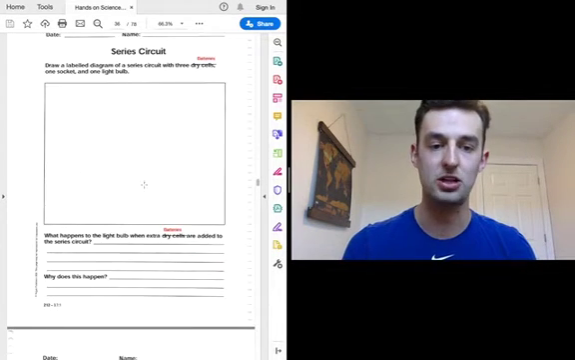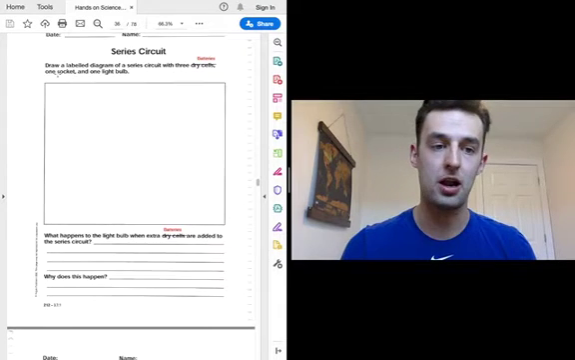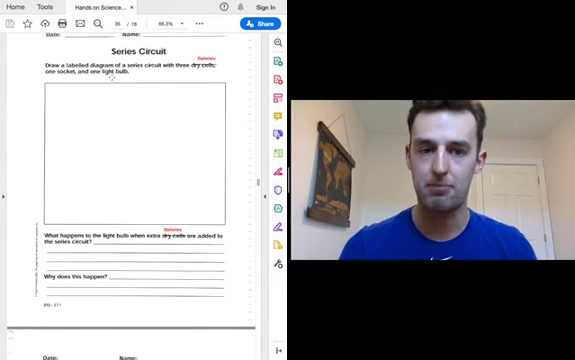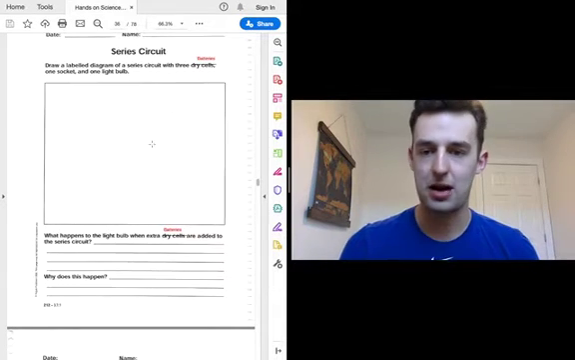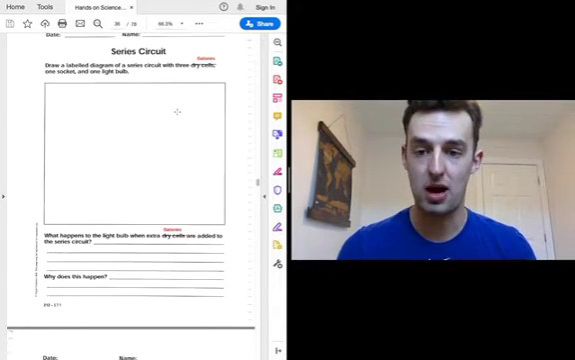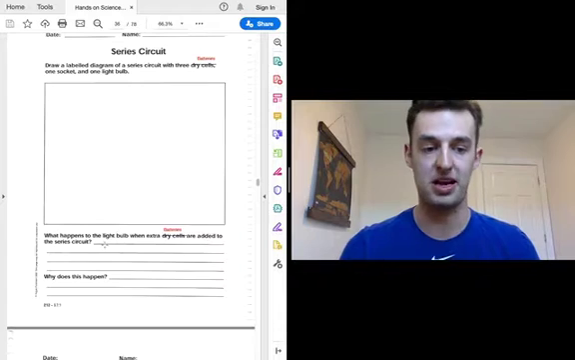Up here, you will be drawing an example of a series circuit with 3 batteries, some wiring, and a light bulb. That's what you will draw here. You can put the batteries anywhere you want. They don't have to be right beside each other. They can be anywhere along the wire, with just the 1 light bulb being powered.